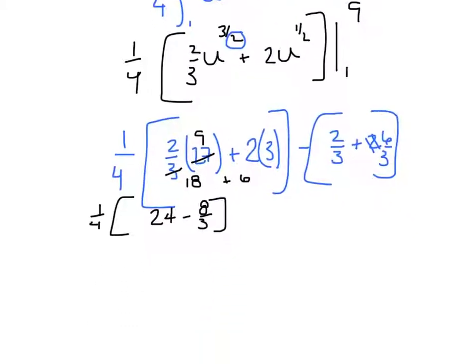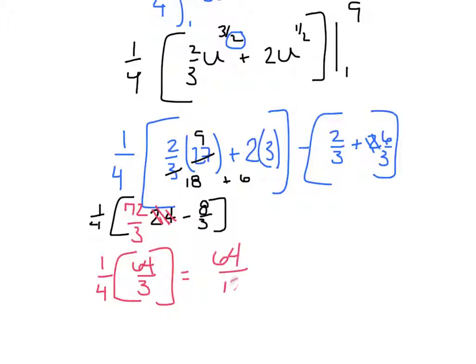And I gotta scroll up here. Let's see, if I multiply this by 3, that's going to get me 72/3 minus 8/3, so I have 1/4 times 64/3, which gets me 64/12, or what does that reduce to? 16 over 3. Whew. And who doesn't love a little tricky u sub?